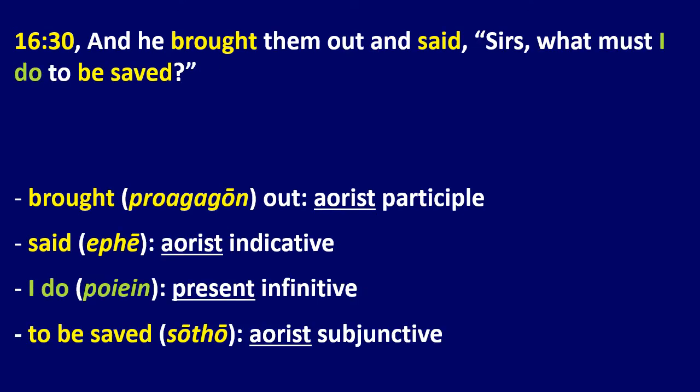Verse 30, and he brought them out and said, sirs, what must I do to be saved? Now here you've got 3 aorist occurrences, brought, said, to be saved, and 1 present tense occurrence. So the present kind of stands out a little more from the background information of the aorist uses there. What must I do to be saved?